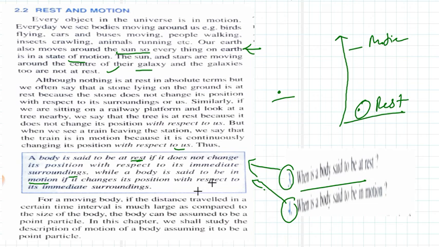For a moving body, if the distance traveled in a certain time interval is much larger as compared to the size of the body, the body can be assumed to be a point particle. Please keep this point particle in mind. It will come again and again in this chapter, so please keep it in your mind.